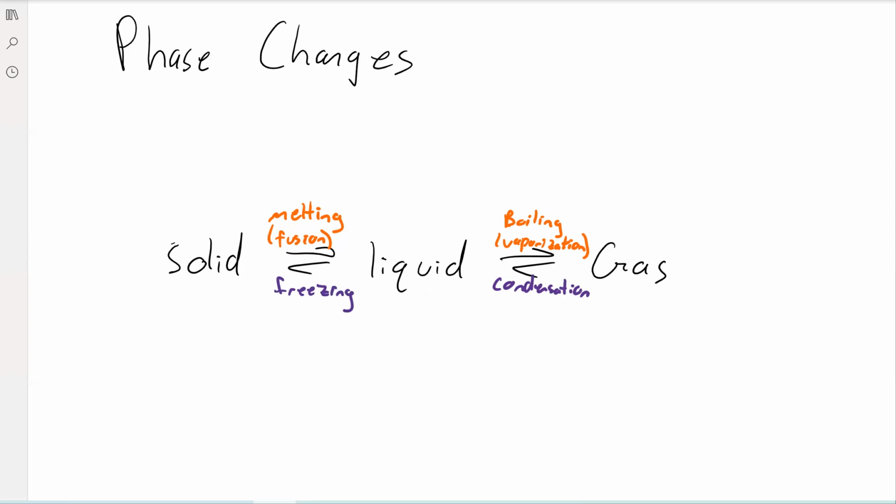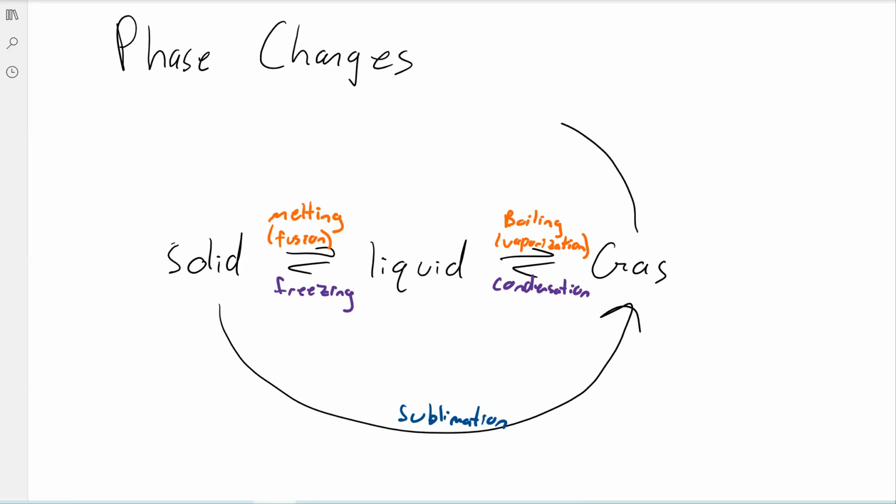And then we can actually have phase transitions without this liquid intermediate, right? So we can go straight from a solid to a gas. That's called sublimation. So if you've ever seen dry ice, this is what dry ice does. It's solid carbon dioxide, and it goes from being a solid to being a gas with no liquid intermediate. They use it for like Halloween to make the witch's brew and that kind of stuff.